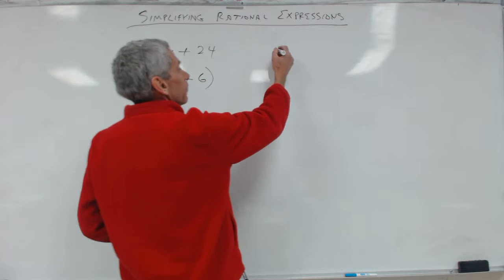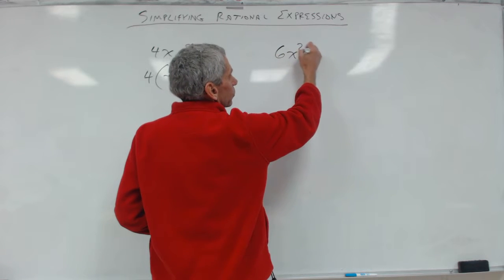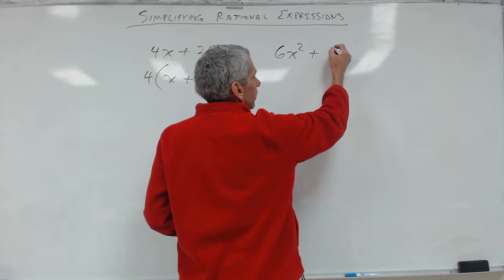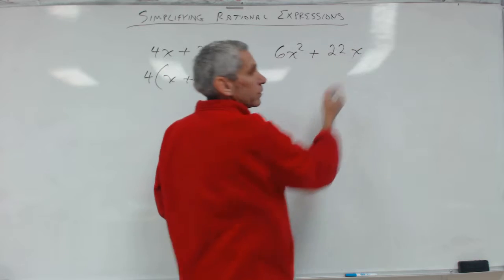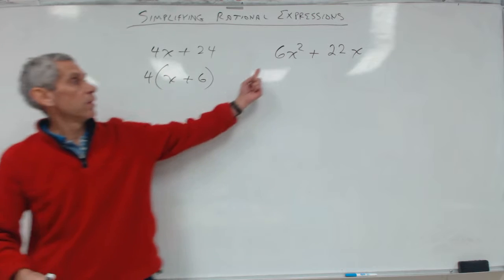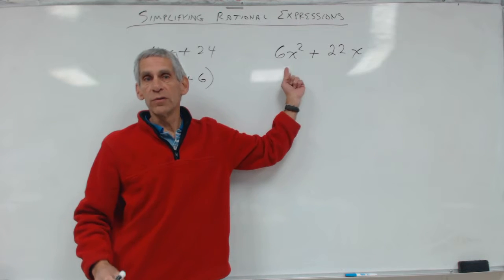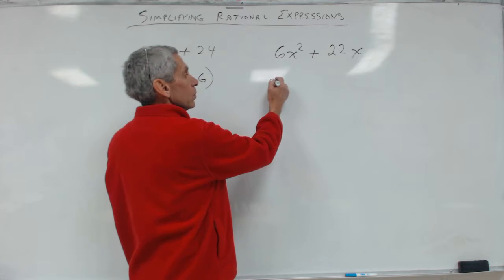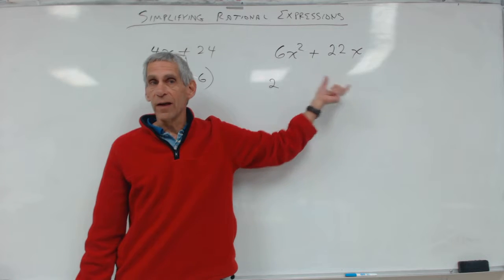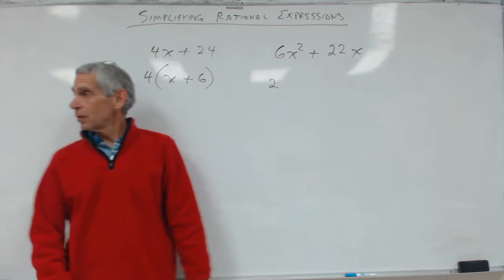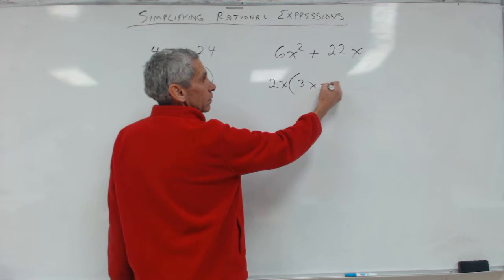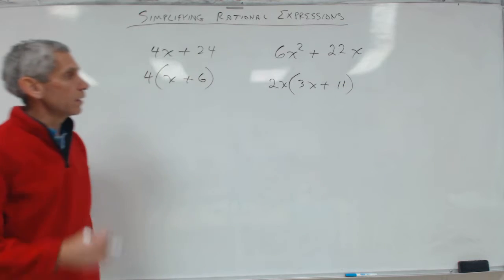Okay. What if I gave you 6x squared plus, how about 22x? What if I had that? What's my greatest common factor in the numbers? What goes in both 6 and 22? 2. And you can take out x, as long as they both have x's, I take out the one with the smaller exponent, remember? So 2x. So what would that leave me here? 3x plus 11. Exactly. Okay, good.